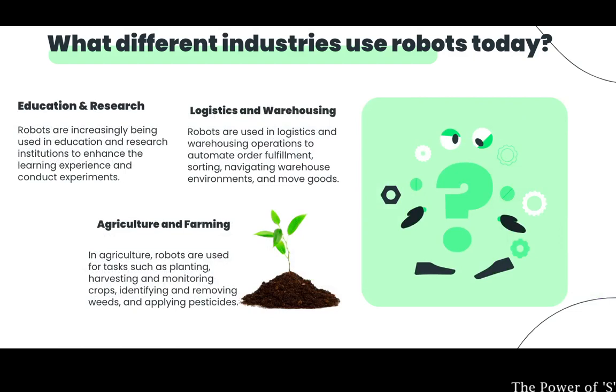Now, there are a few more industries. There's the education industry, logistics and warehousing, agriculture. Now, when I say the word logistics and warehousing, I think that's something that everyone knows, because there are big warehouses. You got robots moving everything around. You might have seen it on YouTube too, some Tesla documentaries. But that's that. Education. Robots are increasingly being used in education and research institutions to enhance the learning experience and conduct experiments.